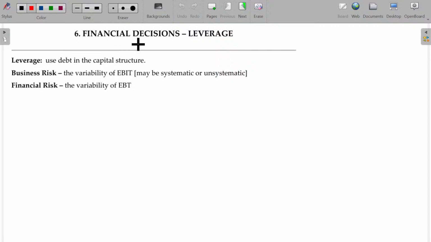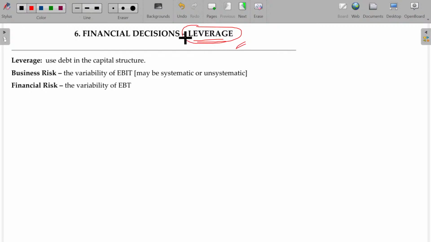So financial decisions, leverages. If you are financing by using debt, then it is called a levered firm. What is the advantage of leverage? And if you don't lever, what could be the benefit? All these things are going to be studied here.